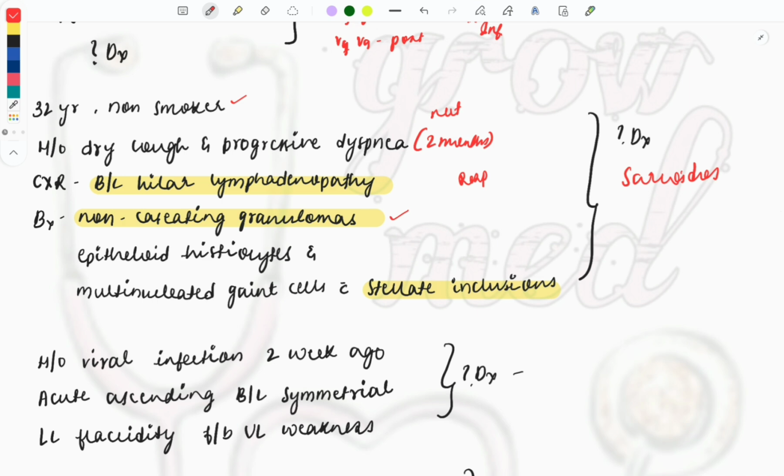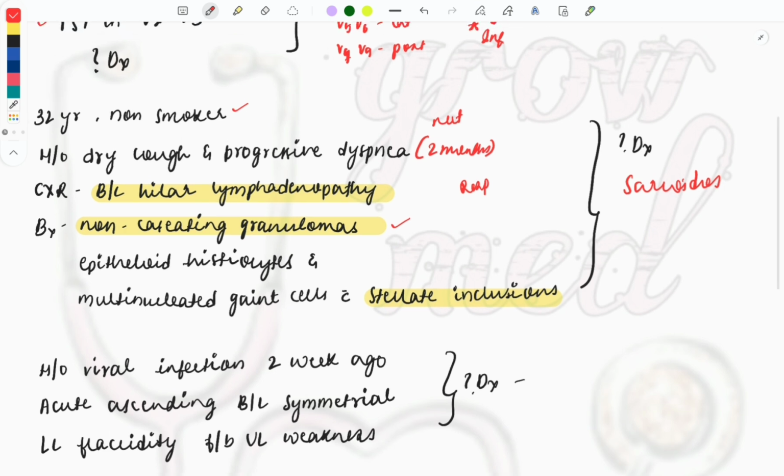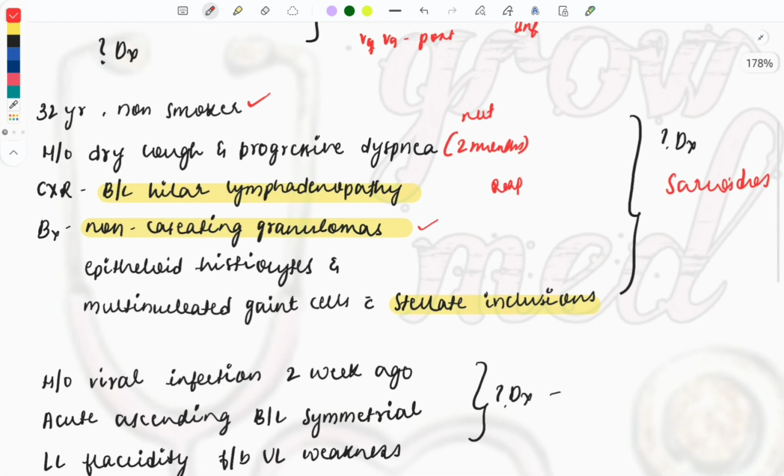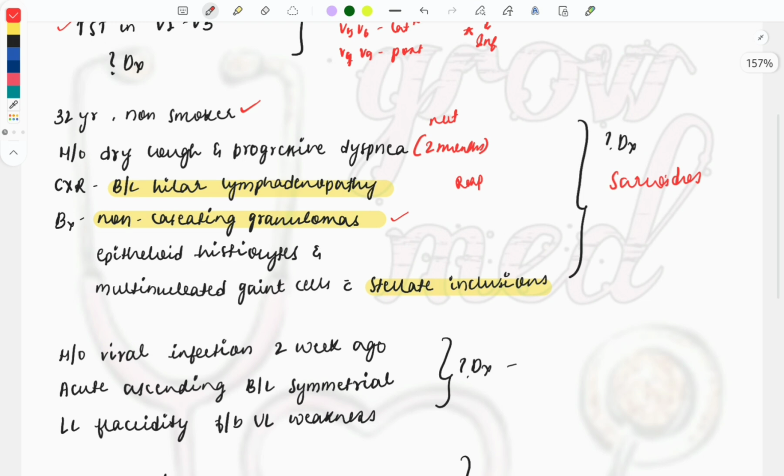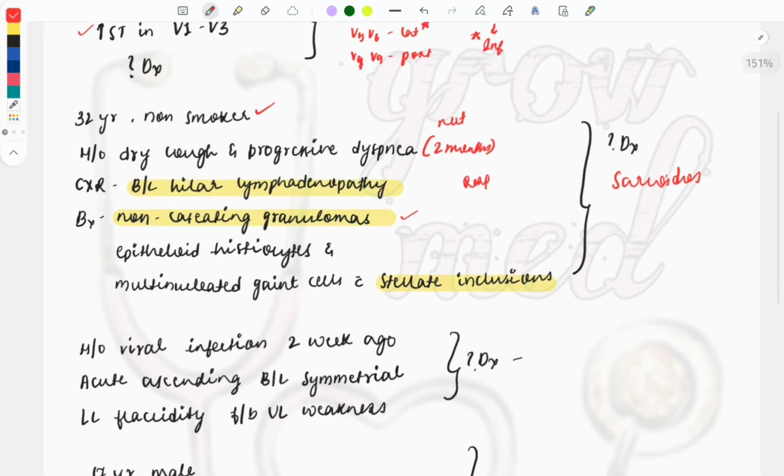the bilateral hilar lymphadenopathy, and the patient is also a non-smoker. If it was a smoker, then we could have thought in terms of some other things, but it is a non-smoker and a young patient, so it is definitely associated with immunity, an autoimmune disease.